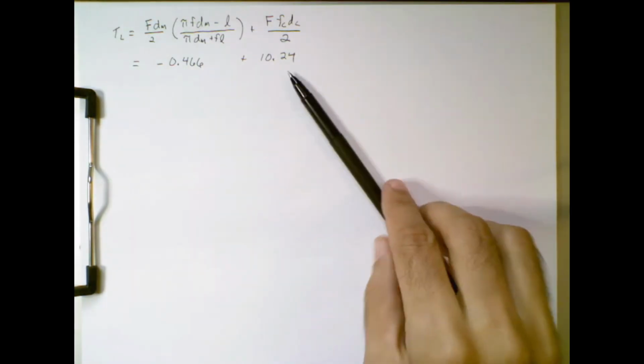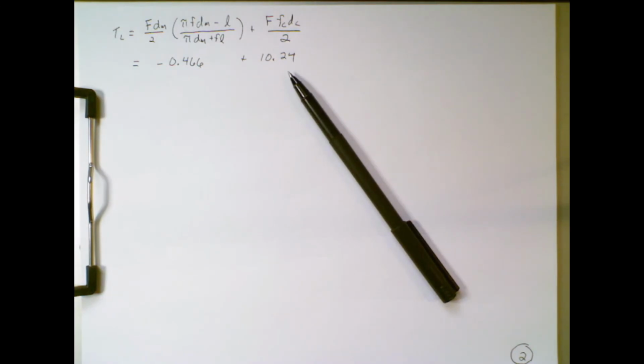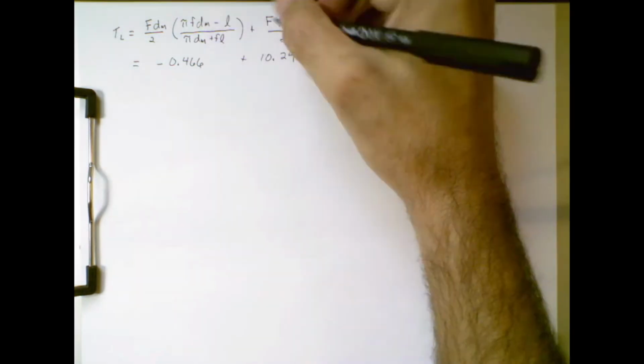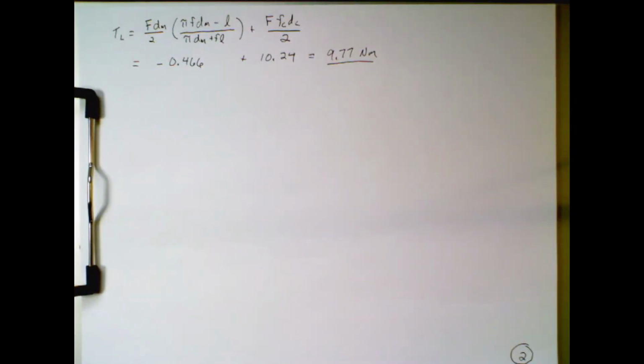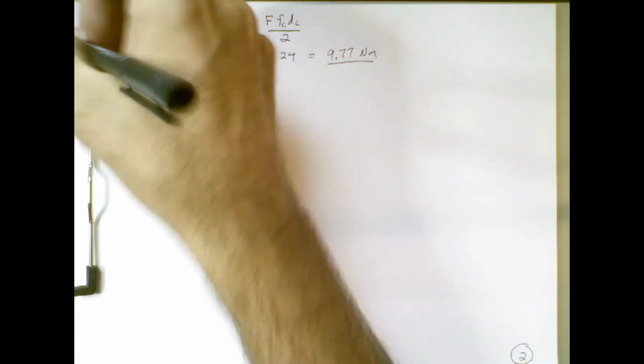And so if we look at the second term, we have the collar torque, that's 10.24, that's positive. That's much larger than the negative torque for the first term. And when we add these two together, we get 9.77 Newton meters. And with the nut thread interface and the collar taken together, this screw is self-locking.